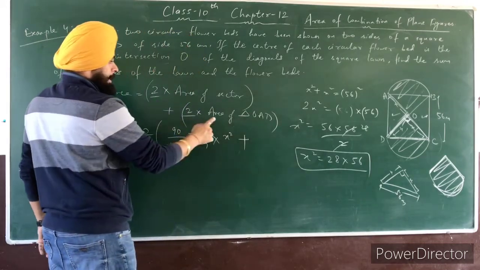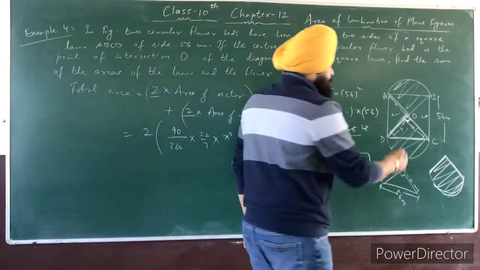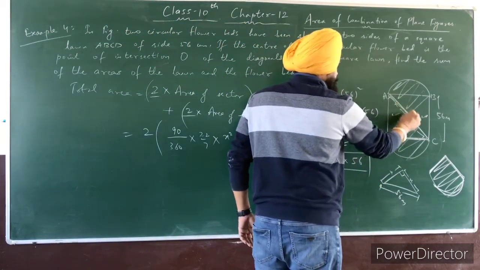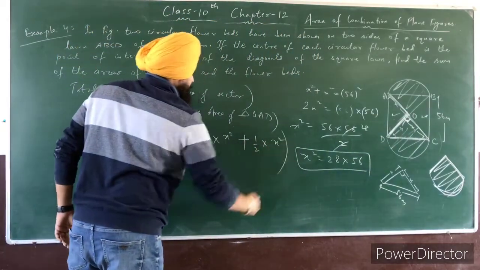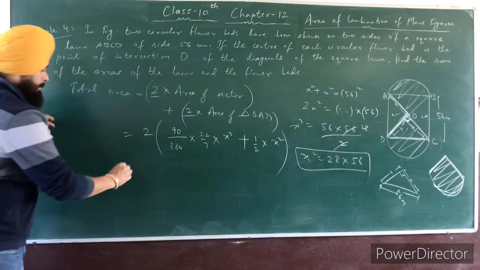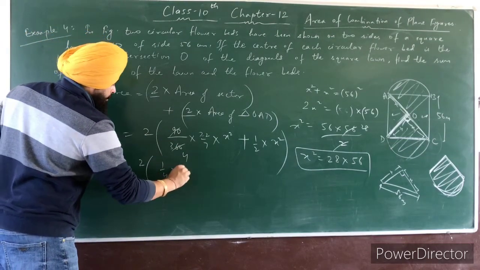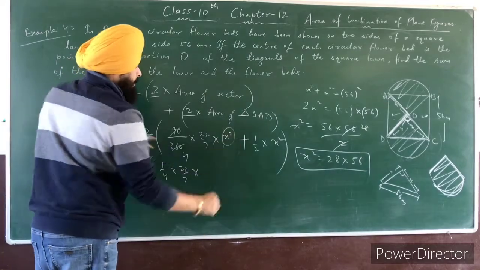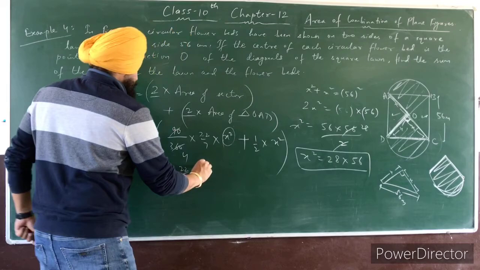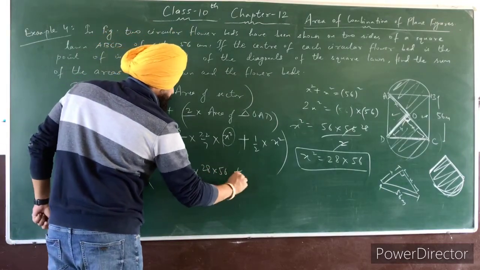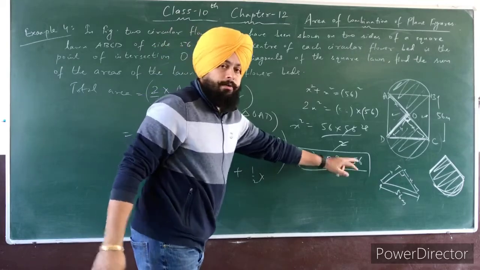Plus the area of triangle, that is half into base into height. The base of this triangle is x and the height of this triangle is again x. So x into x is x square. Now 2 is cancelled with 4, 1 by 4, 22 by 7, x square. The value of x square is 28 into 56, plus half, again the value of x square is 28 into 56.